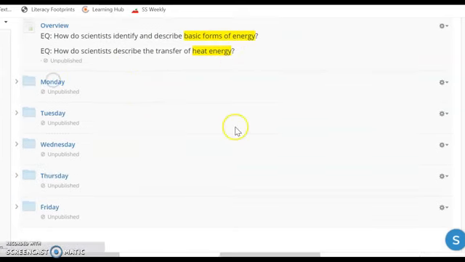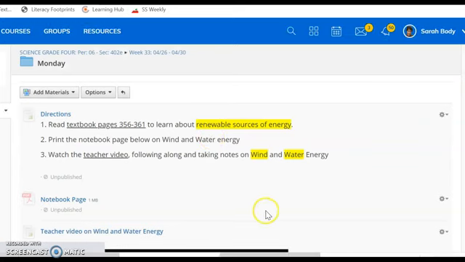So when we look at Monday's folder, we're going to learn more about some renewable sources of energy. I know that renewable and non-renewable sources, that's actually a term that we have already previously discussed earlier in the year. So we're going to go back and reference those terms, but now focusing on sources of energy.